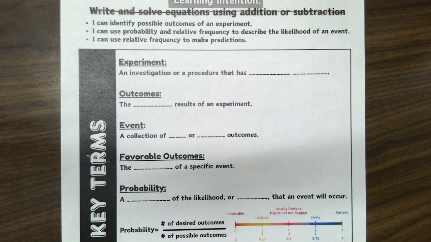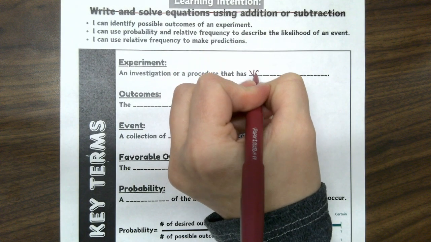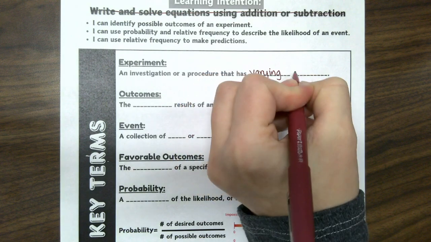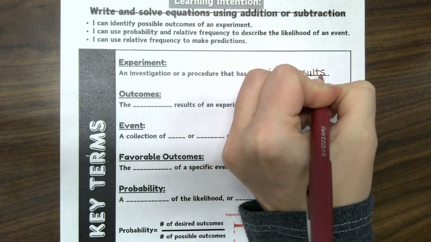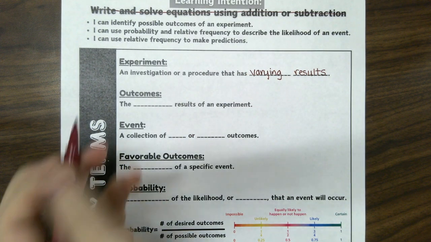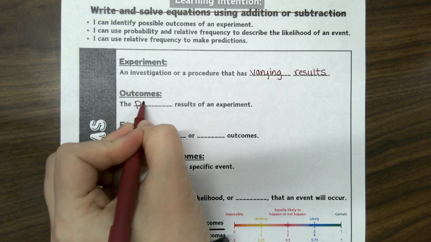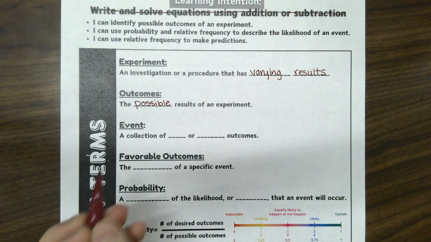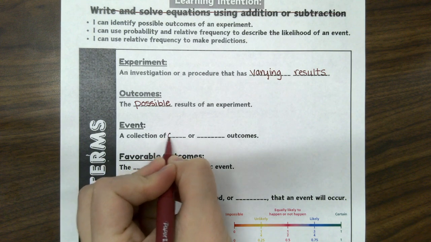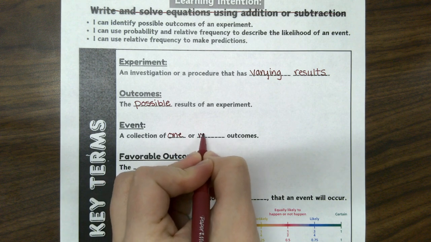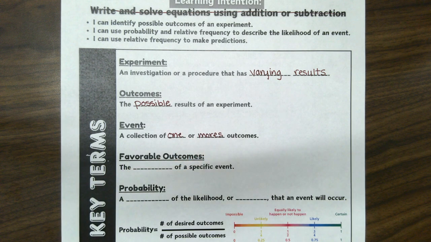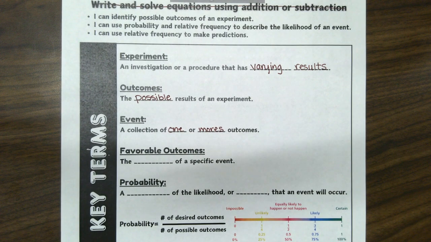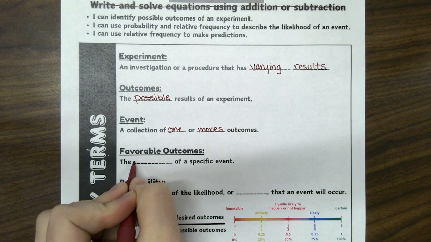So we're going to look at that first one, and that first one says experiment. An experiment is an investigation or a procedure that has varying results. And then we have outcome, which is the possible results of an experiment. So possible, so what may happen. The event is a collection of one or more outcomes. So it depends on how many times I do the experiment. Favorable outcomes are the outcomes of a specific event.